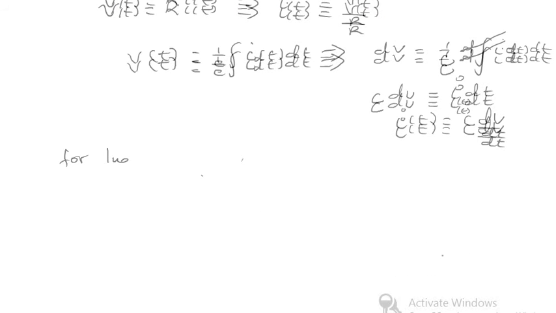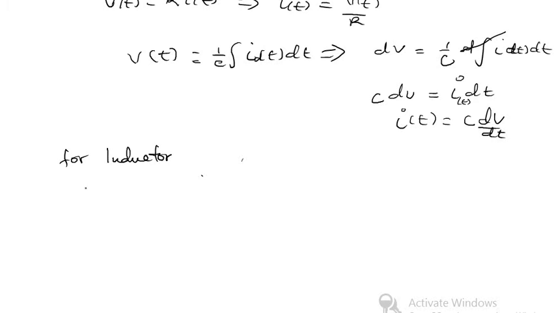So this is for the inductor: the voltage across the inductor element is L di over dt. So by making i the subject, if we integrate both sides, we will have 1 over L integral of v(t) dt.